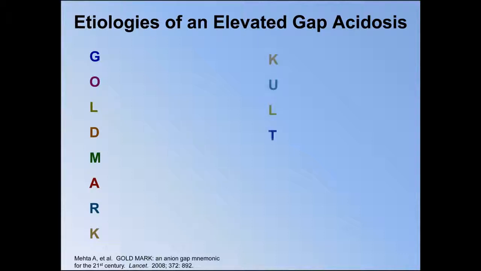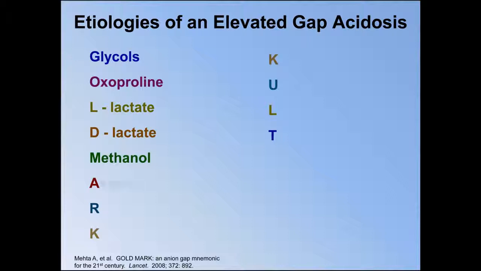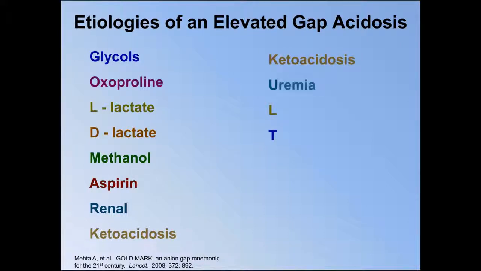I'm going to return now to the modern mnemonics that will help you remember the etiologies of an elevated gap acidosis. They are GOLDMARK and COLT. To remind you one more time, GOLDMARK is for glycols, oxoproline, L-lactate, D-lactate, methanol, aspirin, renal failure, and ketoacidosis. And COLT is for ketoacidosis, uremia, lactic acidosis, and toxins.